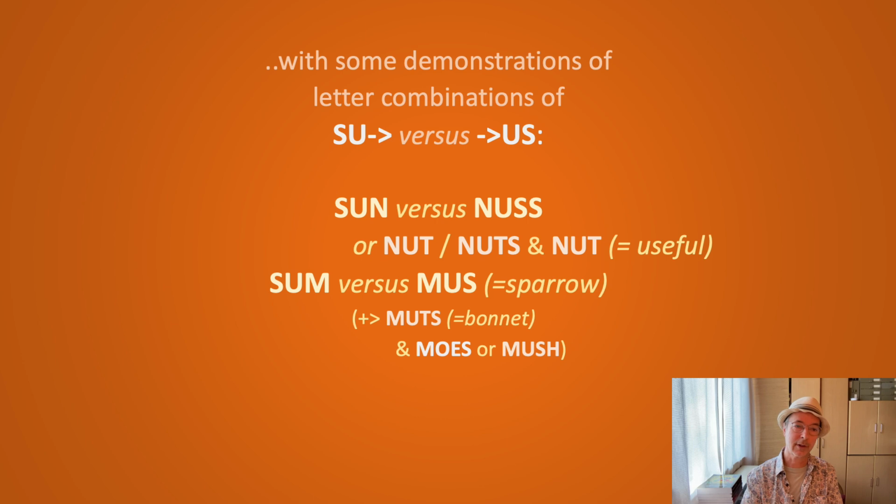And these words, as a demonstration, are sun to start with, and the opposite that I could find that was closest to this: the word NUSS, or the German word for nut. So I will also show you nut and nuts to please you. And nut, also the Dutch word which means useful. And sum versus MUS, another Dutch word which means sparrow. I will show you sparrow, and words that are lying near the MUS, which means bonnet, or mus or mush as well.